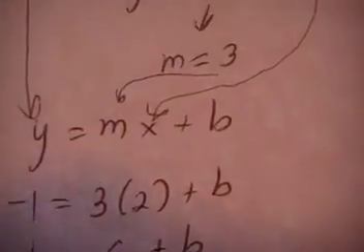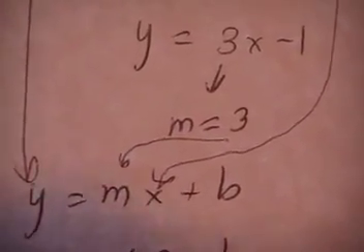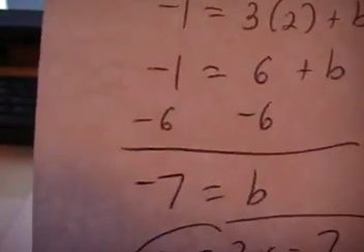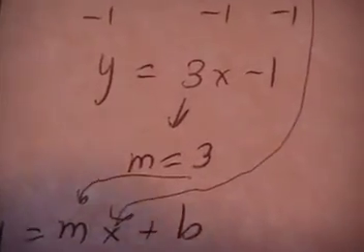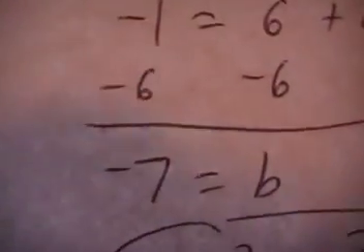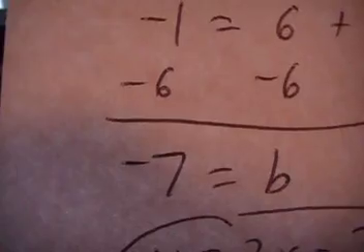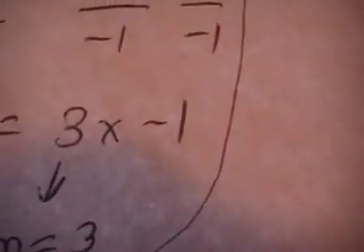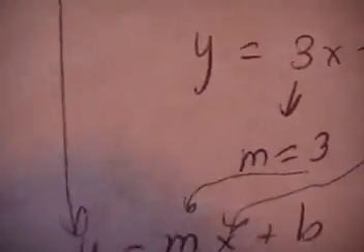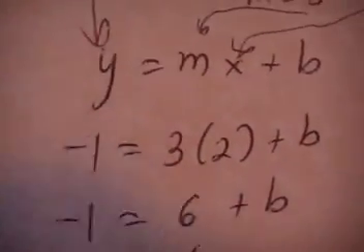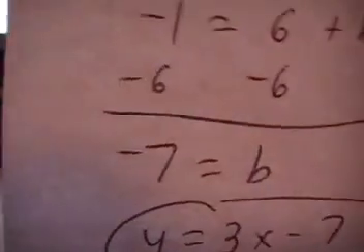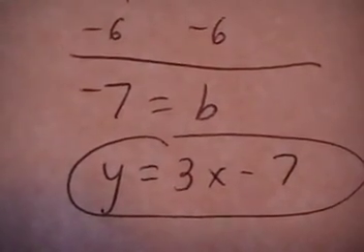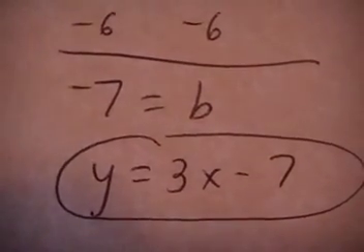So now we know the slope of our line is the same as the slope of the other line. It's 3. And we know the y-intercept of our line is -7. The other line had a y-intercept of -1, but ours is parallel to it. It's not the same as it. They have the same slope, but they don't have the same y-intercept. So the final answer is y equals 3x minus 7. We plug in the 3 for the slope, and we plug in the -7 for the y-intercept.